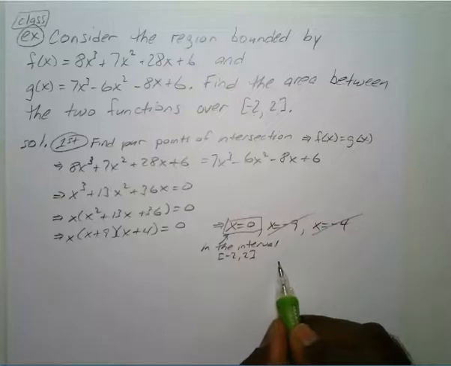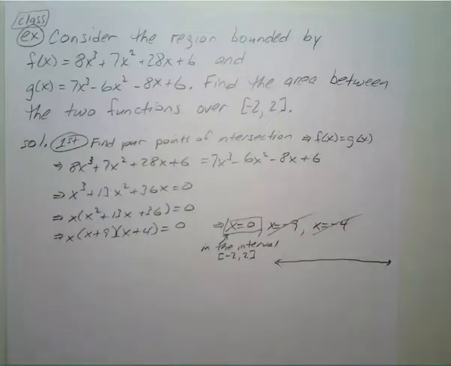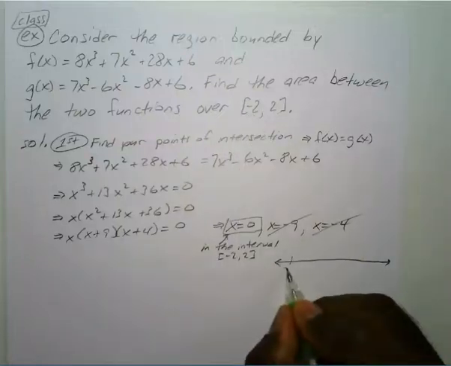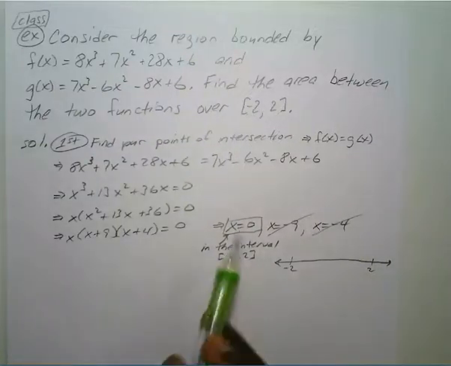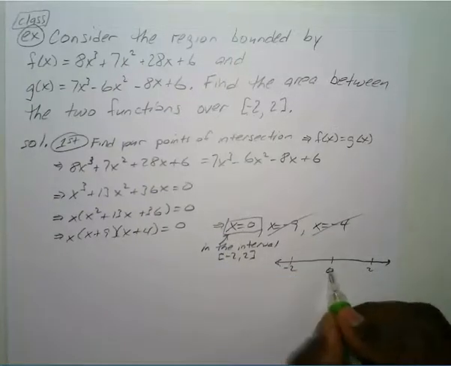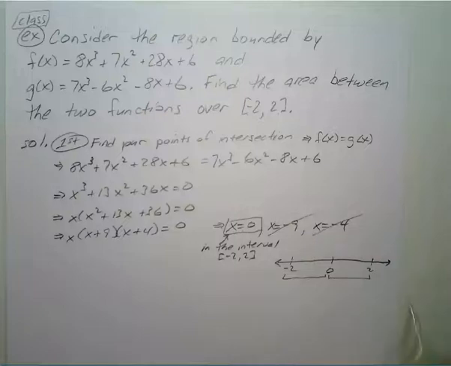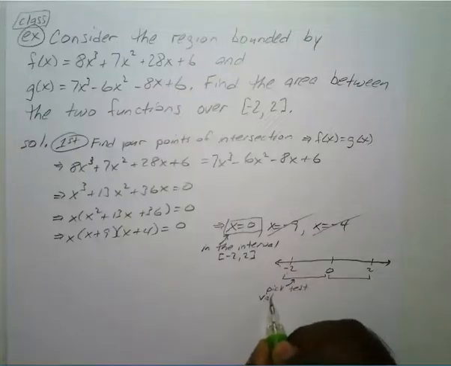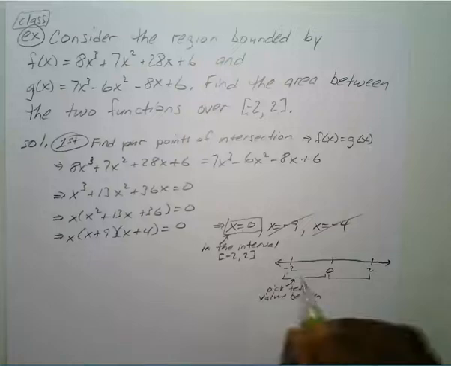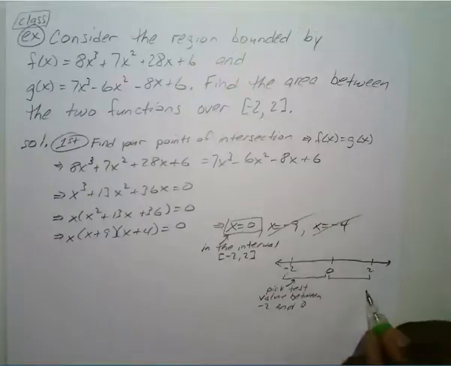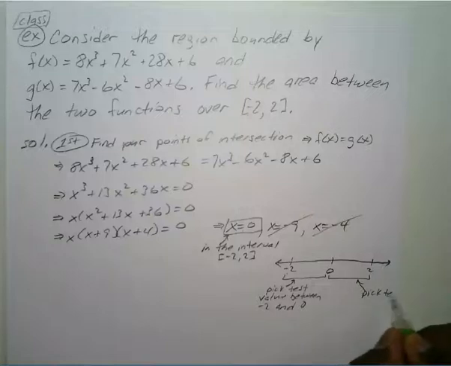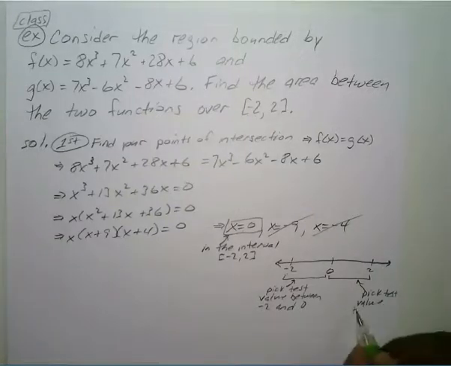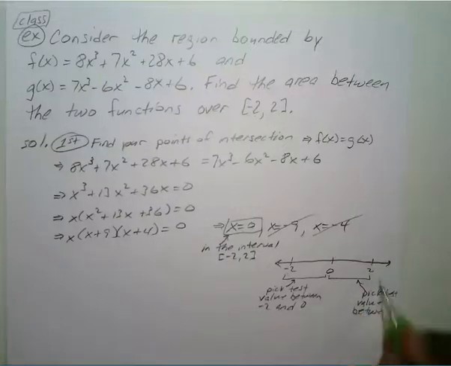Okay. So we go to our trusty number line to make sure we don't mess anything up. So we have from -2 to 2, and x equals 0 is when they cross each other. So that means our integral is going to be split from -2 to 2 into -2 to 0, then 0 to 2. So first, we have to pick a test value between -2 and 0, and a test value between 0 and 2.